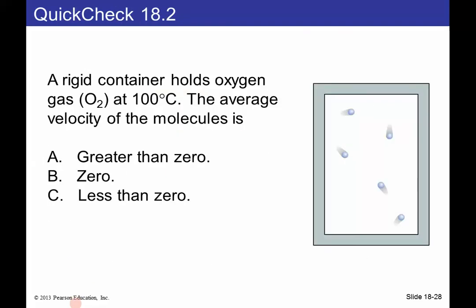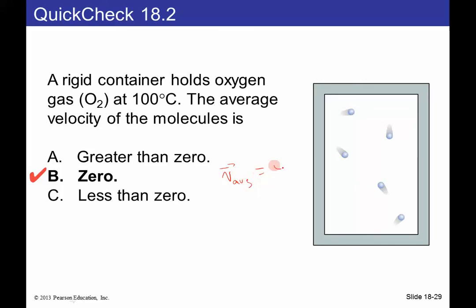Okay, this is a quick question here. You have a rigid container that holds oxygen at 100 degrees. The average velocity of the molecules is greater than 0, 0, or less than 0? And it's 0. The velocity v is a vector. So you're going to have as many particles moving to the right as they move to the left, and then you're going to have an average velocity of 0.